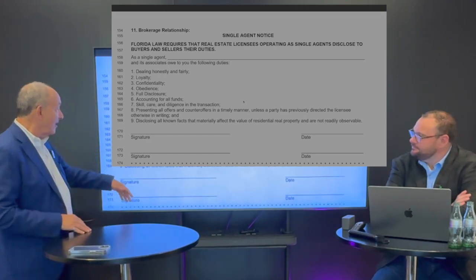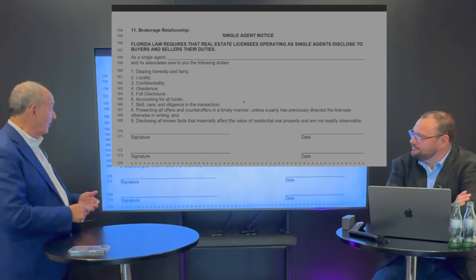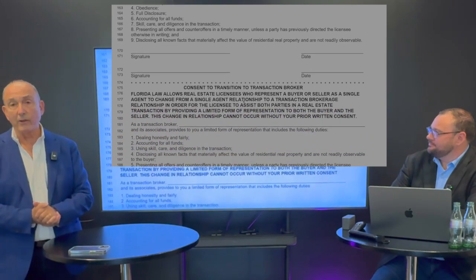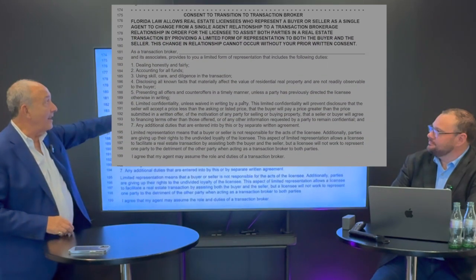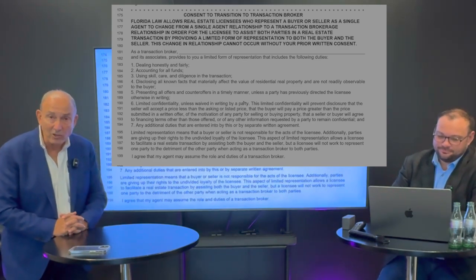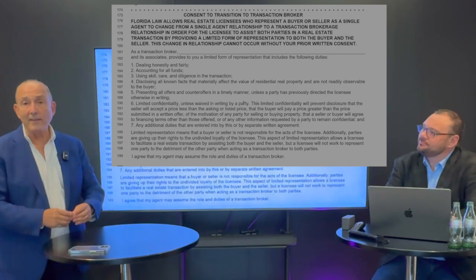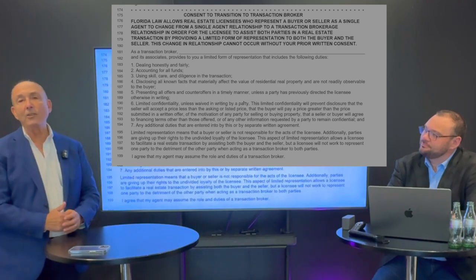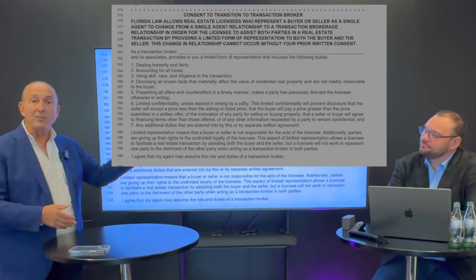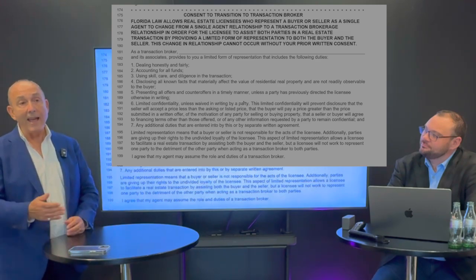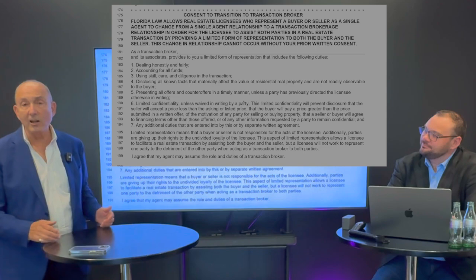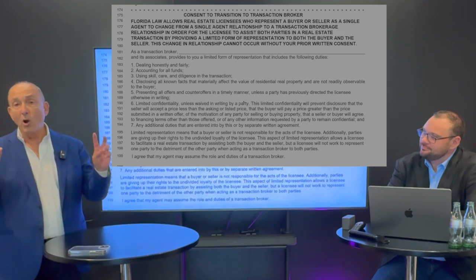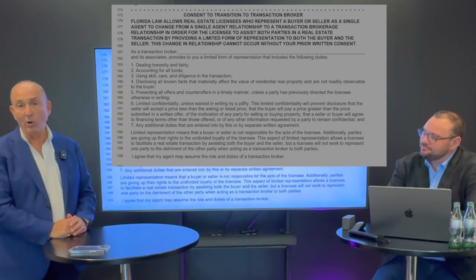Okay. The rest of this, accounting for all funds, skill, care, and diligence, presenting offers in a timely manner, disclosing all facts, that's standard with every realtor. Sign here and here. Now, consent to transition to transaction broker. You have to understand that my broker technically owns all contracts. That means that every agent in my office working under my broker is bound by the same thing. Now, we have 250 agents in our office, and if one of them brings the buyer to your home, my broker transitions to transaction brokerage.